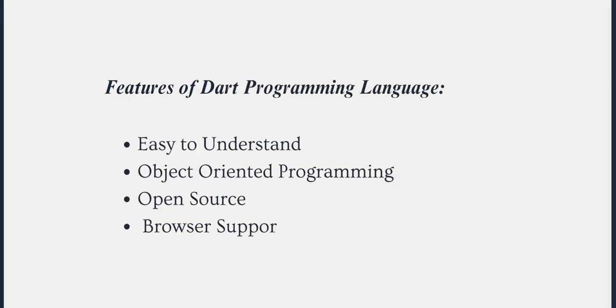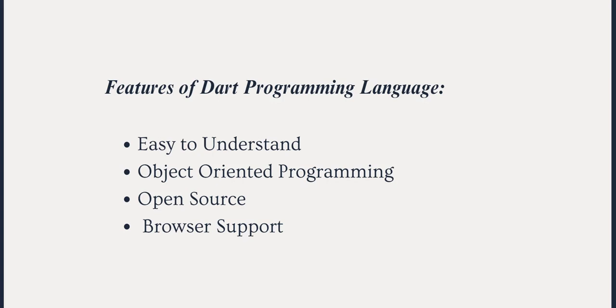What are the features of the Dart programming language? Those are easy to understand, object-oriented programming, open source, browser support, etc. By this, we have understood that Dart is nothing but a programming language. Flutter is a framework that uses the Dart language to build apps. That means you write Dart code to develop Flutter applications for multiple platforms.